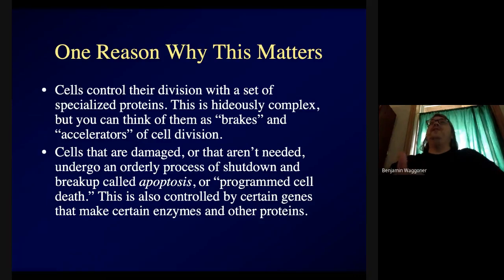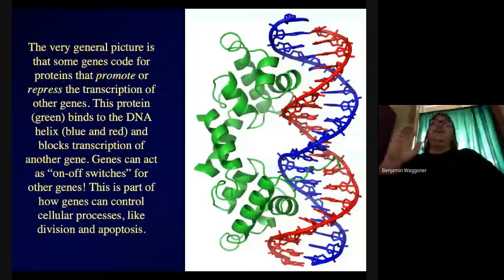If you've ever seen a tadpole transform into a frog, the tadpole tail breaks down because of apoptosis. The cells that hold a leaf onto a tree break down by apoptosis, causing the leaf to fall in the autumn. So this happens all the time. And that's also controlled by certain genes. You could teach a course in this, and I'm giving you the tip of the iceberg.